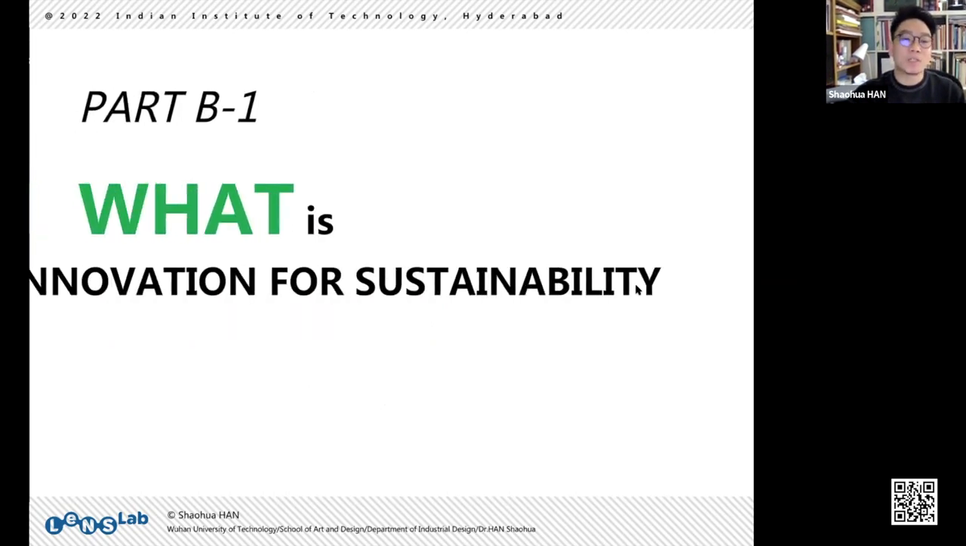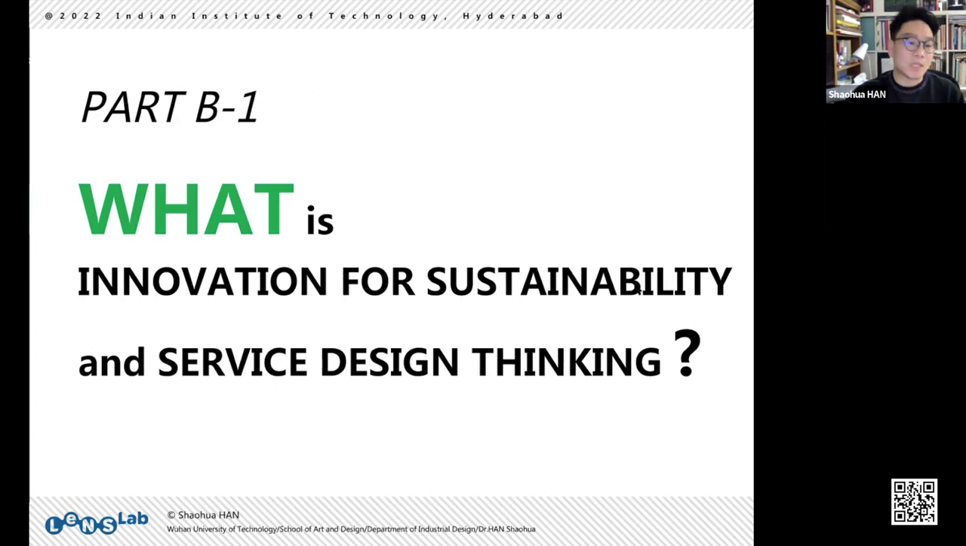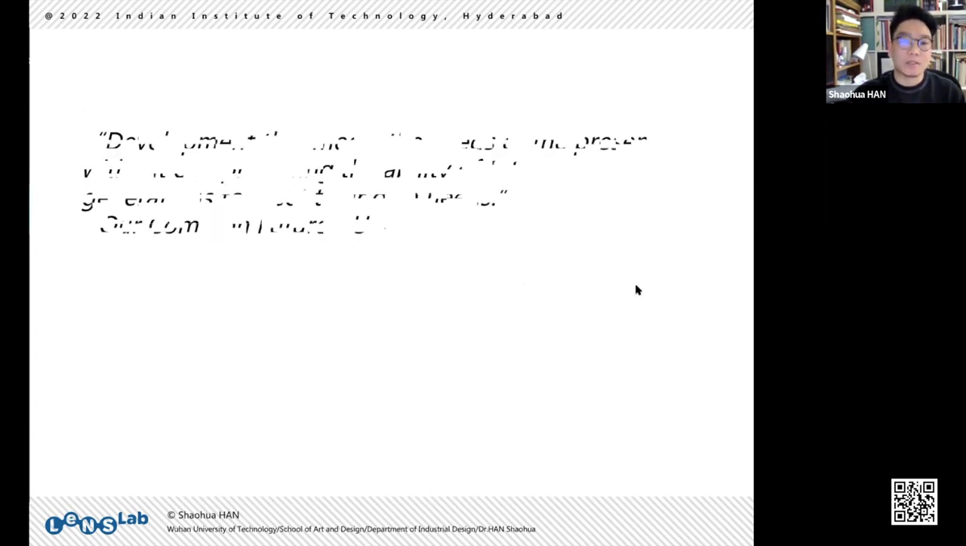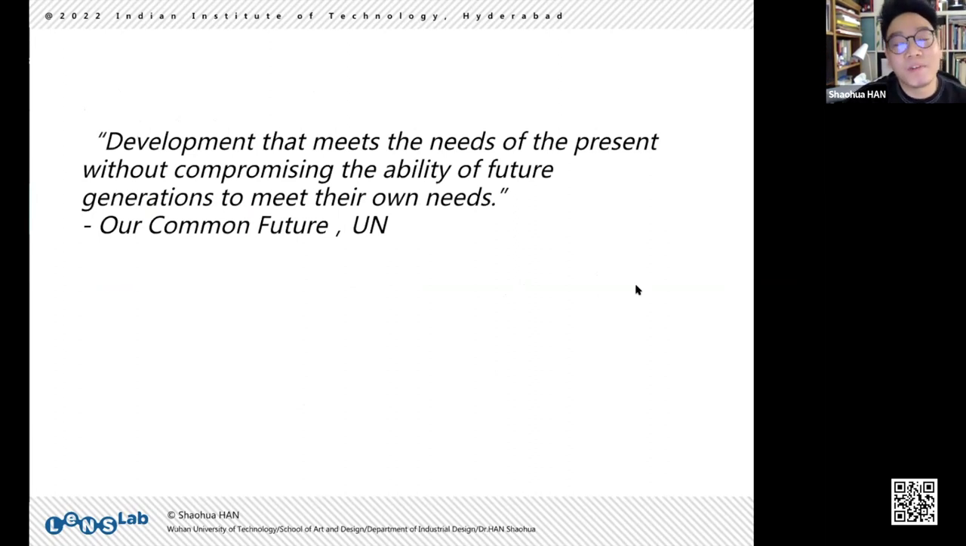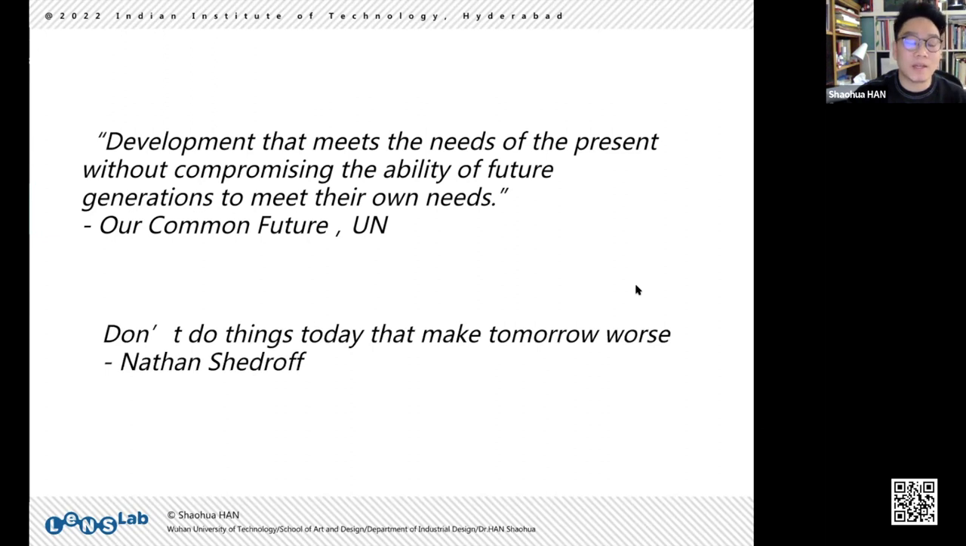So let's come to the second part. What is innovation for sustainability and service design thinking? I think Professor Shuaj, in his course, will show this saying to the students, which comes from the UN report, Our Common Future: development that meets the needs of the present without compromising the ability of future generations to meet their own needs. That's the saying about what sustainable development is, and it can also be put as: don't do things today that make tomorrow worse.